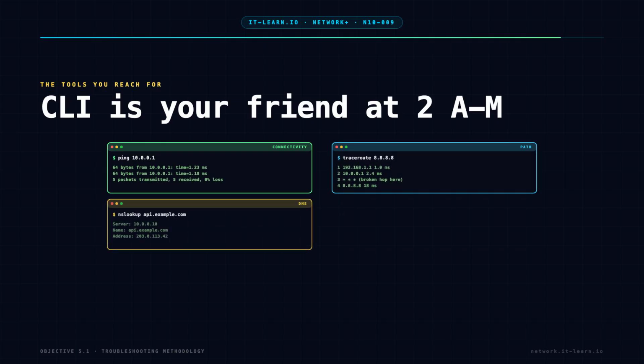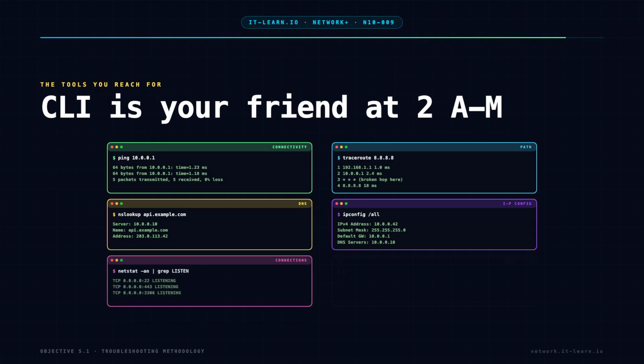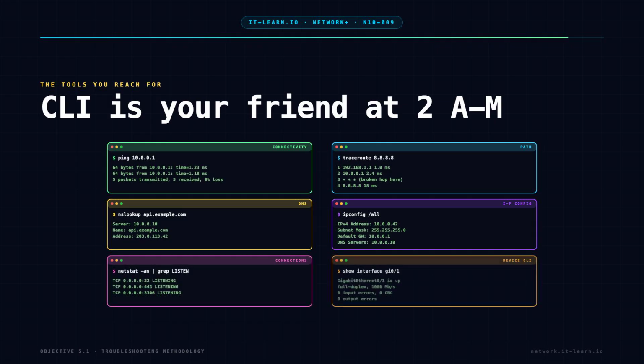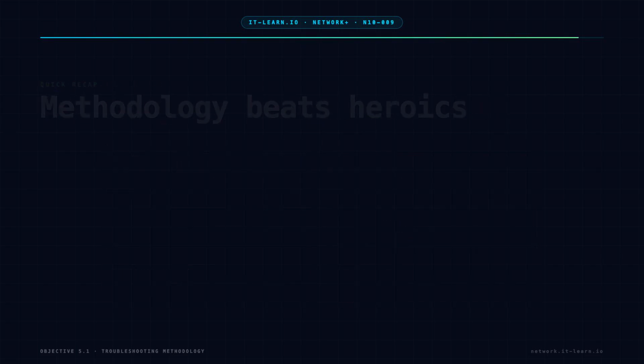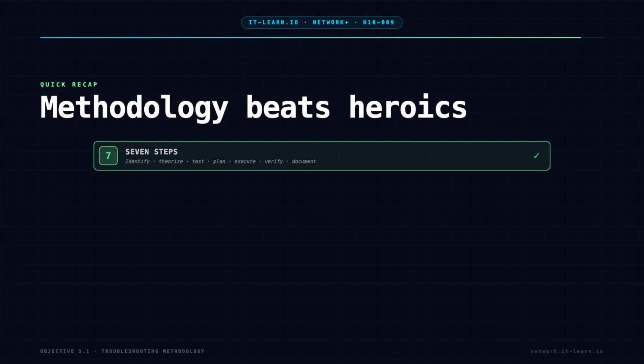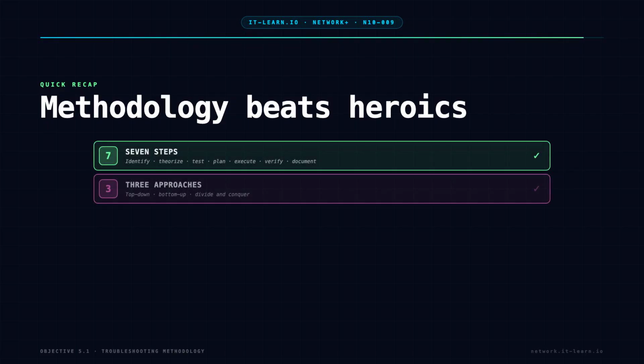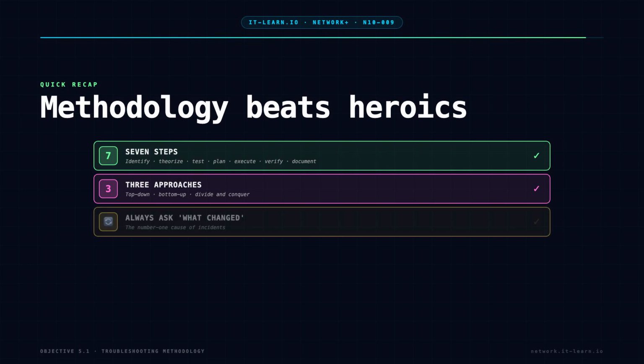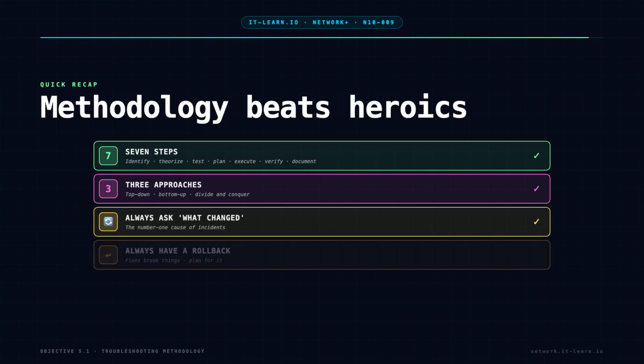Quick recap, 7 steps. Identify, theorize, test, plan, implement or escalate, verify, document. 3 approaches. Top down, bottom up, divide and conquer. Always ask what changed. Always write a rollback plan. Always document. Methodology beats heroics. Every time. That is Objective 5.1.